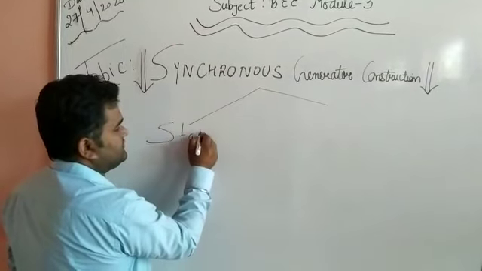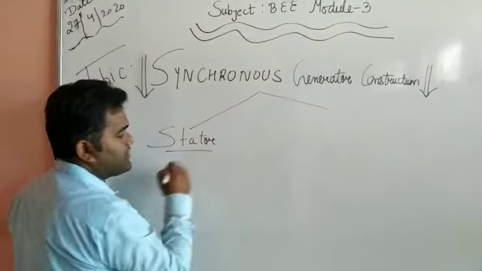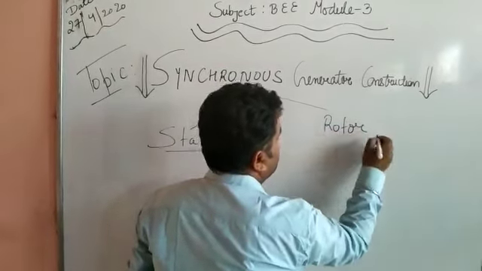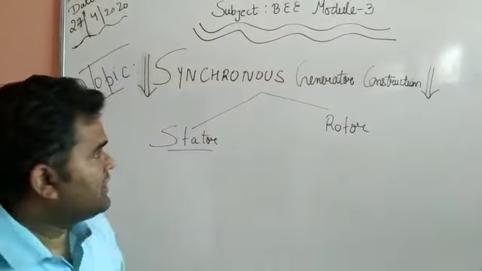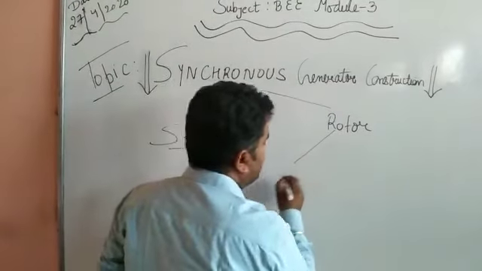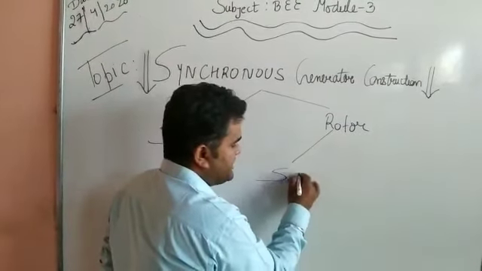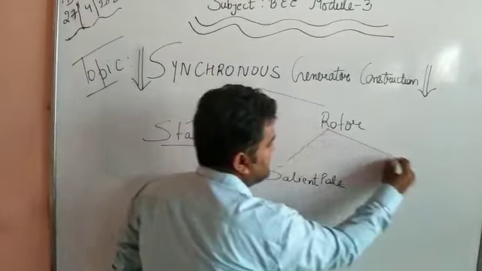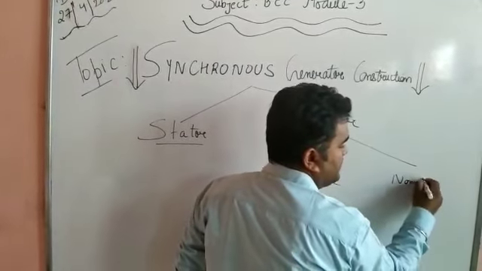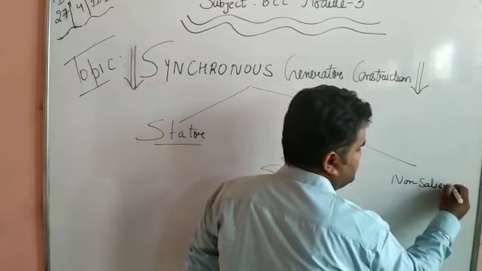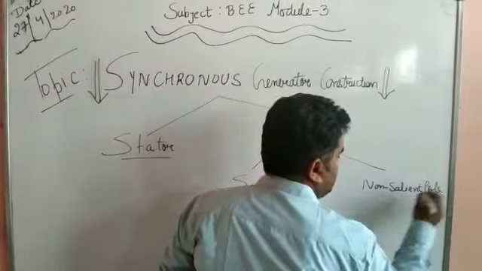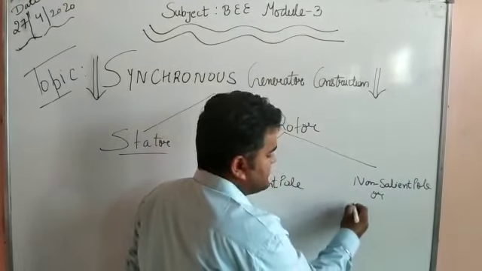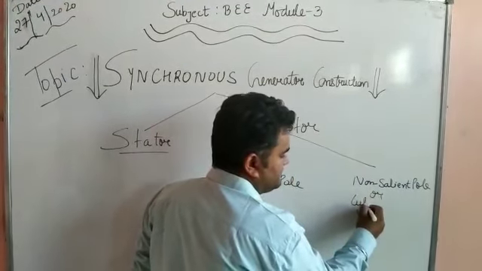One is the stator, that is the stationary part of the machine. Another is the rotor, that is the rotating part of the machine or the generator. And further, the rotor is categorized into two types. One is salient pole, second is non-salient pole type rotor, or it is also called a cylindrical rotor.